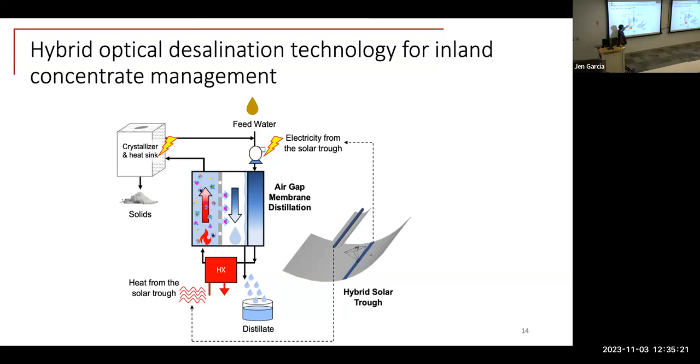And then what we can do is send this concentrated water. So this water has now become more concentrated and it's actually started to cool as it goes along the length of the channel. We can send it to a crystallizer and heat sink that can essentially cool the incoming feed water and produce solids for, say, beneficial use, like for agricultural use, road deicers, industrial use, etc.